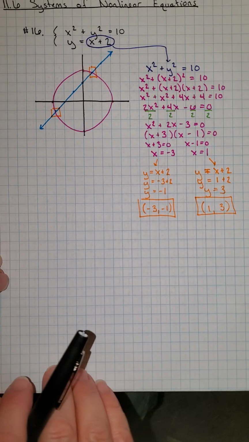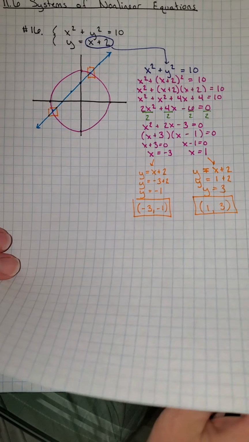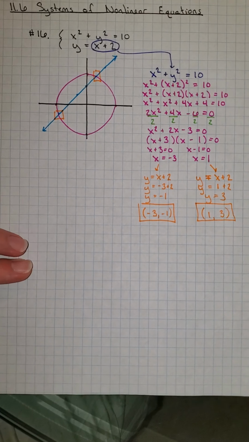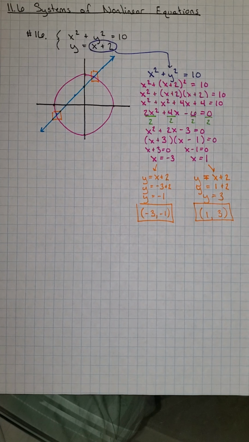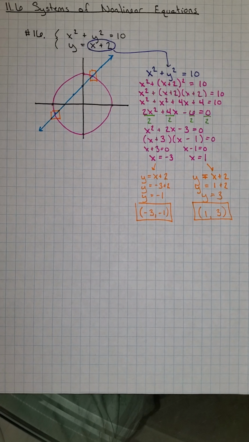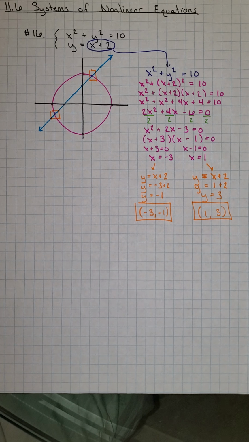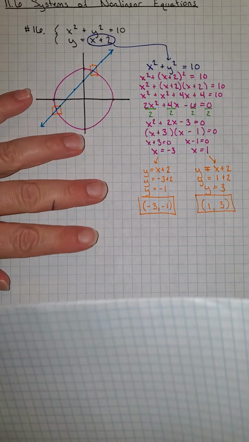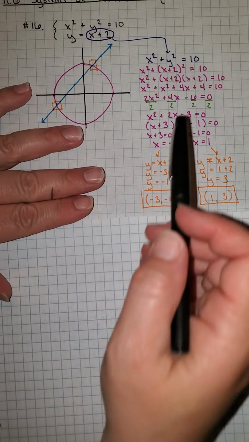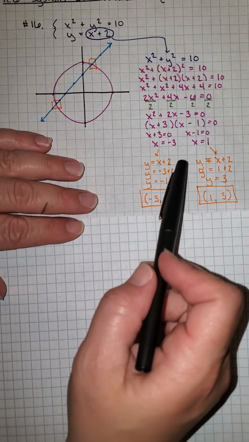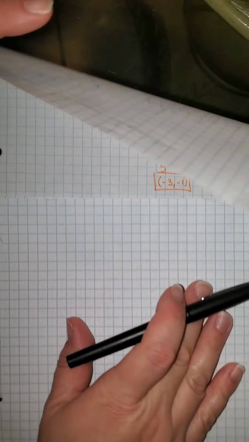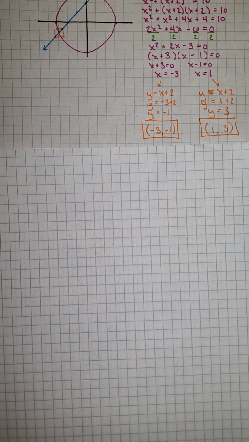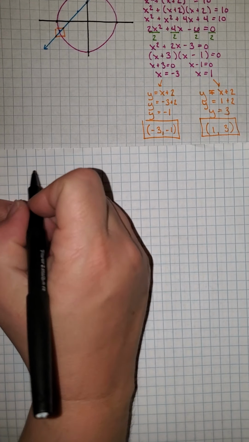All right, and then number 17. We do that one as well. So we eliminated the variable when we did our substitution. We eliminated the y, solved for x, and then found the y that corresponds with each x. All right, so now I'm going to look at number 17.